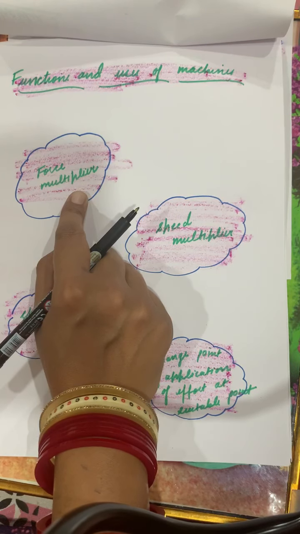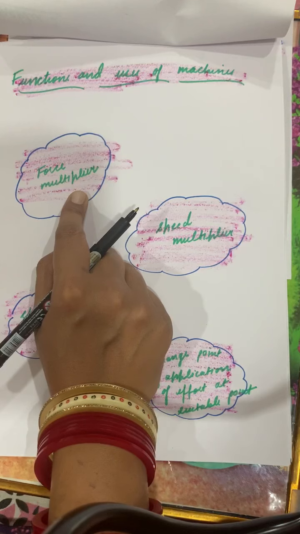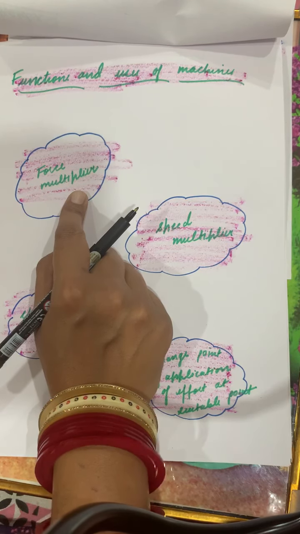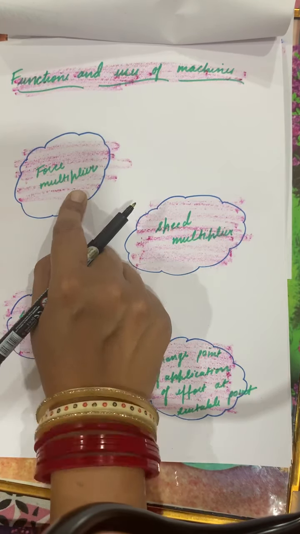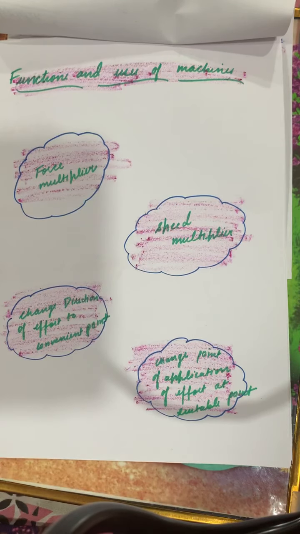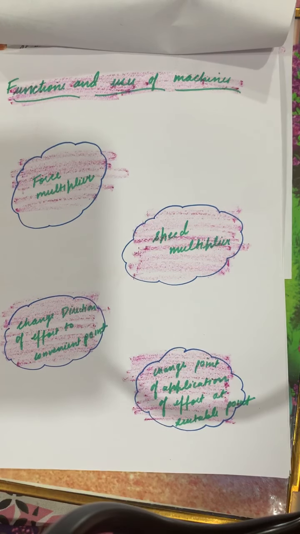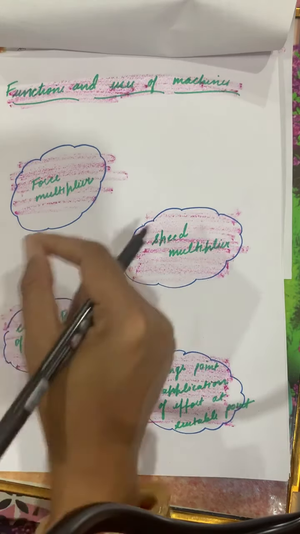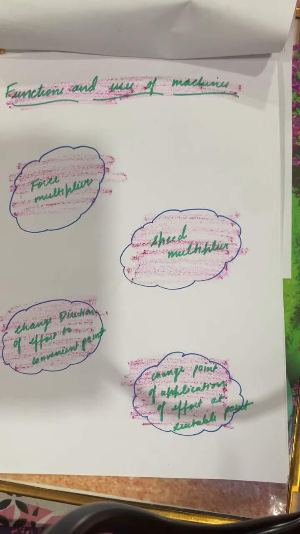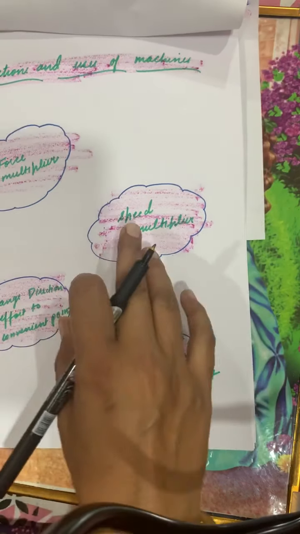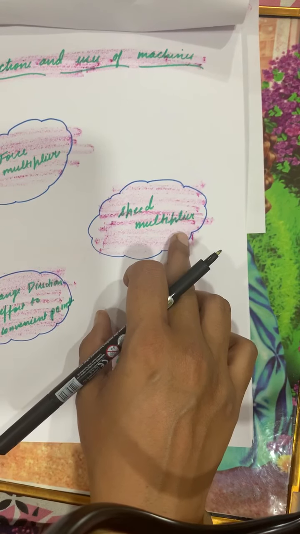Similarly, movable pulleys are used as force multipliers to lift a heavy load. A wheelbarrow is used to carry a load. In all these examples, the effort that we apply is lesser but the load is more. That is how machines act as force multipliers. Then machines also act as speed multipliers.